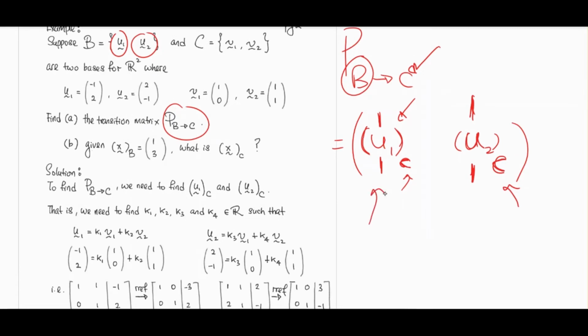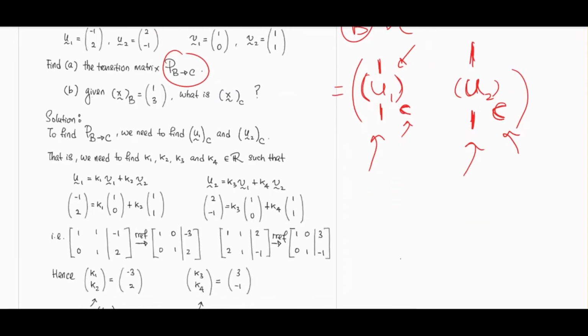So how do you find the coordinates of U1 relative to basis C, and how do you find the coordinates of U2 relative to basis C? By the definition of coordinates, we want to write them in terms of basis C. So we basically write U1 equal to this, and the coordinates of U1 relative to basis C are going to be these two numbers K1 and K2. And if you write U2 as a linear combination of V1 and V2, where V1 and V2 are the basis vectors from basis C, then these coefficients K3 and K4 are the coordinates of the vector U2 by definition. So what we need to do is find all these K1, K2, K3, K4.